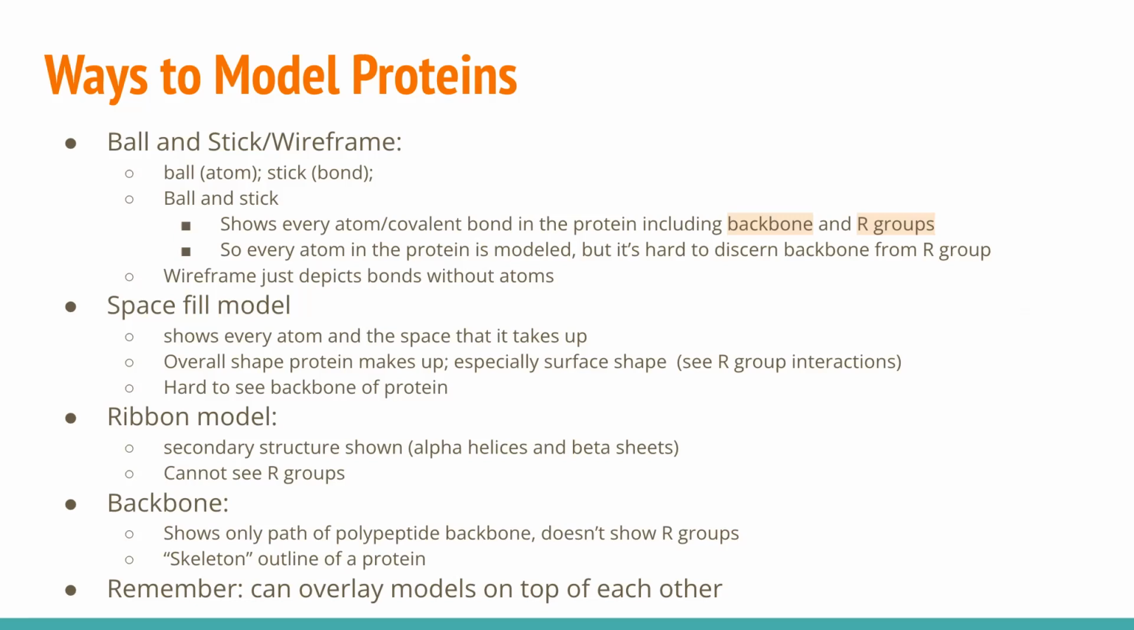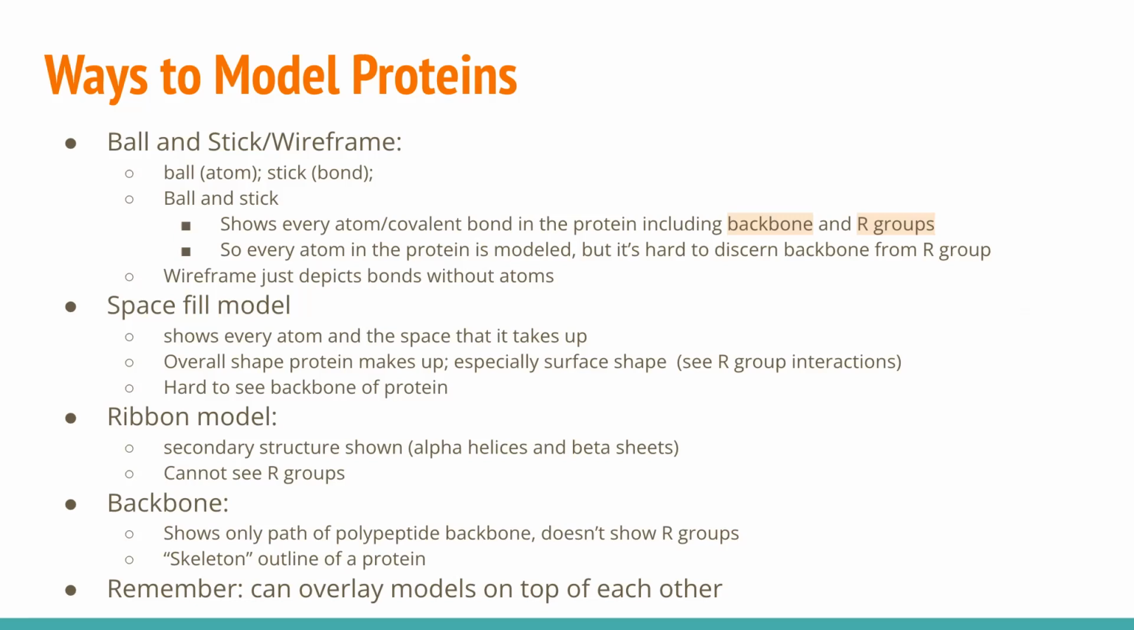Ribbon model, I feel like this is super common. You see secondary structure, you don't see each individual atom with their bonds. You just see the overall alpha helices and beta pleated sheets, the secondary structure of the protein, instead of each individual bond. And you can't see the R groups. They're mostly for secondary structure. And then the backbone model only shows the backbone, without the R groups and without R group interactions, like the skeleton, the outline of the protein.